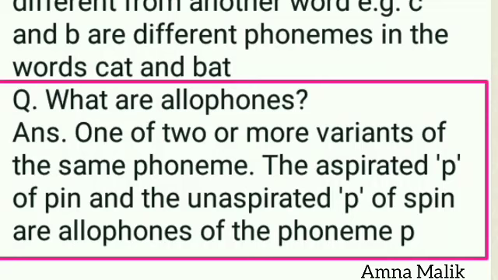Question. What are allophones? Answer. One of two or more variants of the same phoneme. The aspirated p of pin and the unaspirated p of spin are allophones of the phoneme p.